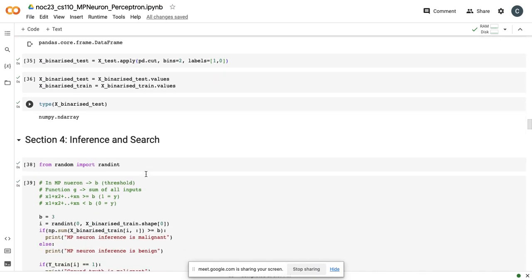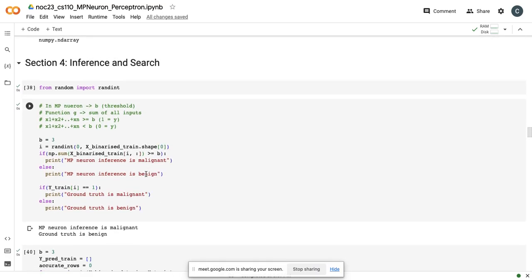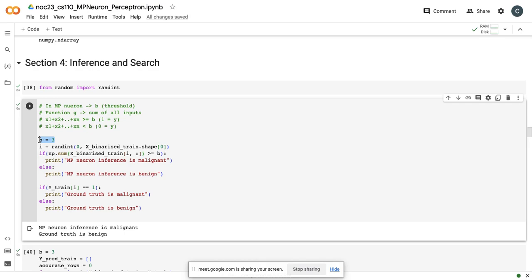Now once that is done, we can try to infer. Since it's a very simple model, we can try to directly put an inference. Since in MP neuron we just need a parameter b as a threshold, only the threshold is the basic parameter here, nothing else. So we can just randomly put, in this case b equal to 3 we have kept.